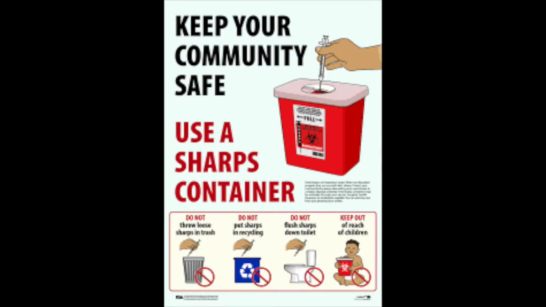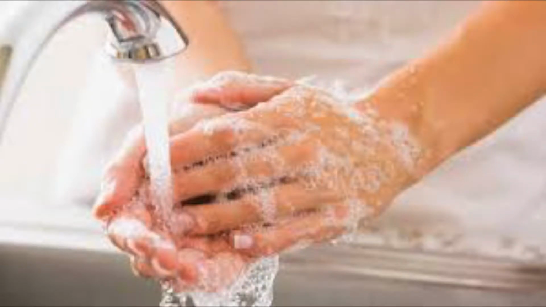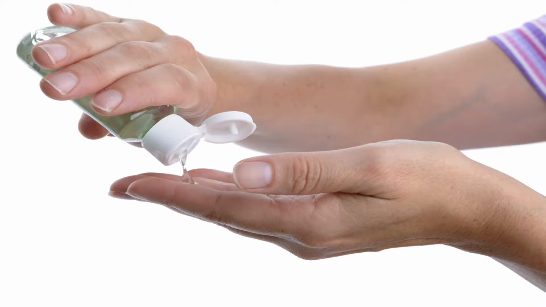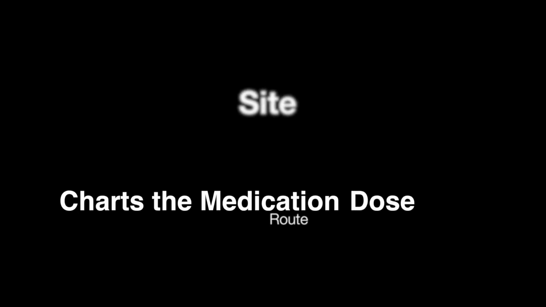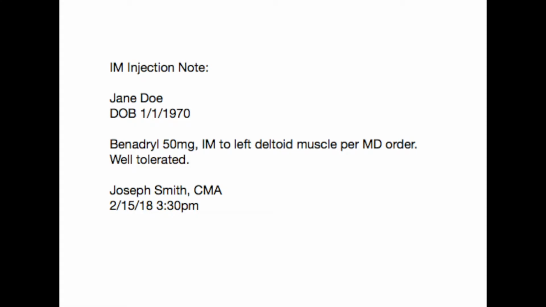The medical assistant safely discards the needle and syringe in a sharps container without recapping the needle. He or she then removes and disposes of gloves and appropriately washes and sanitizes his or her hands. The medical assistant correctly charts the medication, dose, route, site, and patient response. For example, "Ms. Jane Doe received Benadryl 50 milligrams by IM injection to the left deltoid muscle. It was uneventful and well tolerated. Joseph Smith, CMA, 2/15/2018, 3:30 p.m."